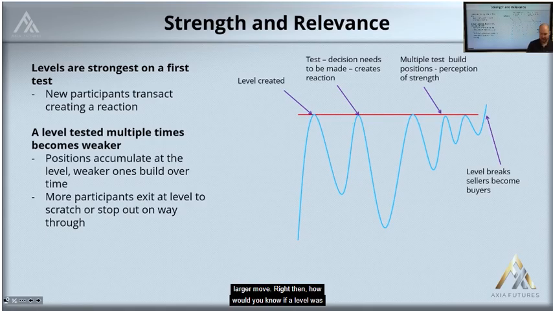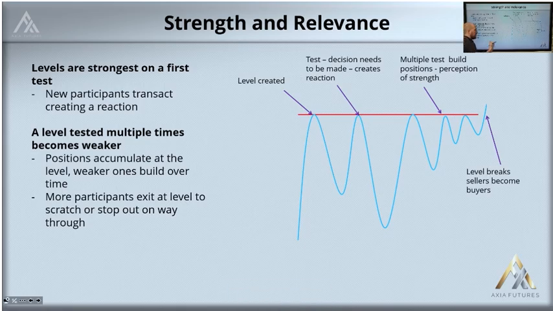Right then, how do you know if a level is strong or weak? The simple adage that often gets used is levels are strongest on their first touch, i.e. the first time you hit a level, they're strongest. And there is some sense in this. It makes sense, because when a level is first created, there is a shift of sellers coming in. So we know where the sellers came in. Take this example here. Sellers took control there.